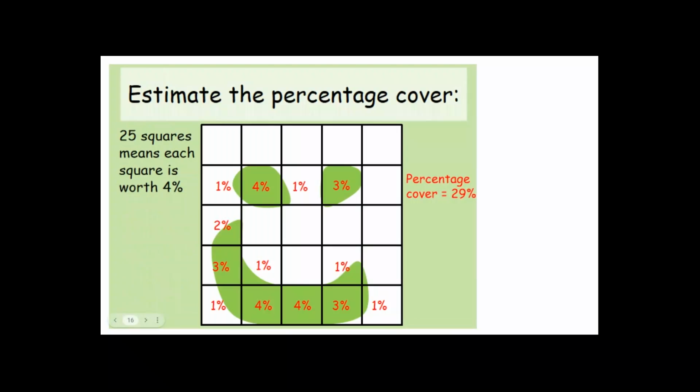So percentage cover, 25 squares means each square is worth 4%. Nothing in these. This is saying a quarter of this square is covered. That's why it's 1%. This one is 4%, assuming all of it is covered. This again, another quarter. This 3/4, that's why you have 3%. They just count all of them and have a percentage cover of 29%. Dividing it into small squares makes it easier to estimate that that is about 29%.